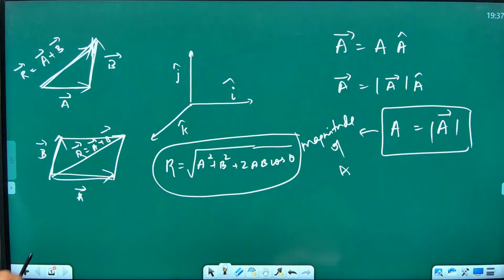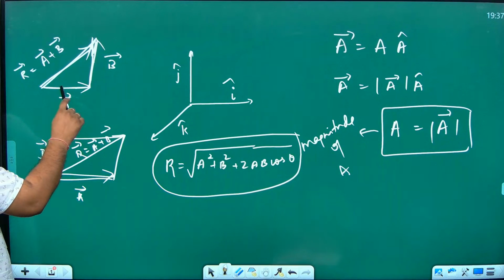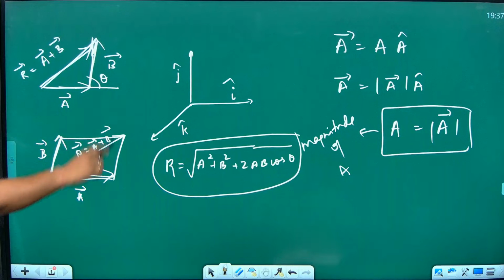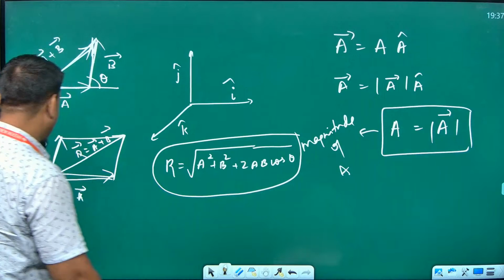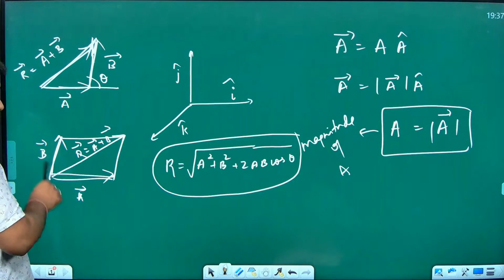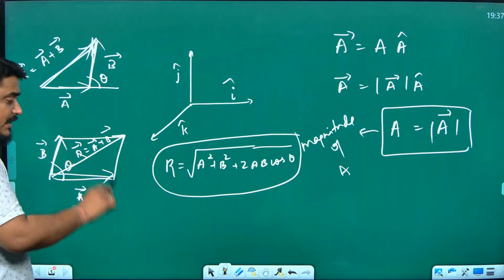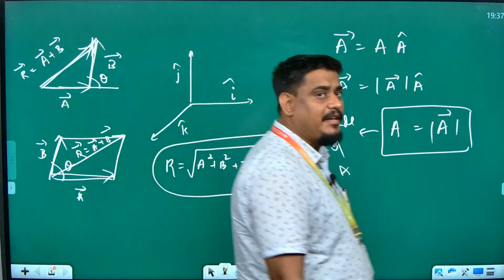Okay? And I said the difference between both laws is, in the case of the triangular law, the theta, the angle between them, is the external angle between A and B, and in the case of the parallelogram law, theta is the internal angle between A and B.